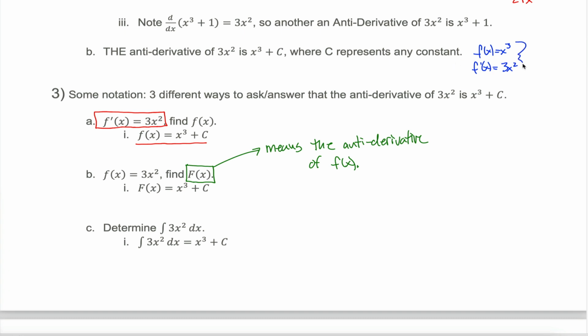And it turns out that you can. We learned this d over dx symbol that did exactly that. I told you to think about it like d over dx means take the derivative of.